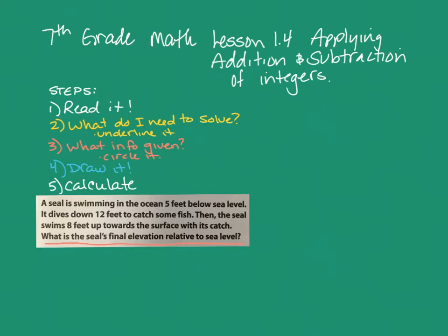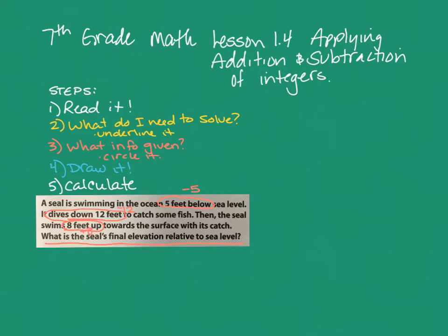What information is given? I'm going to circle that. It starts 5 feet below zero. And I can even put in notes above it, 5 feet below sea level, below zero is -5, is where it starts. Then it dives down 12 feet. Is dives down going to be a positive or negative? Yeah, that's going to be a negative. You're right. So -12 to catch some fish. And then the seal swims 8 feet up toward the surface with its catch. Is that going to be a positive or a negative? You're right. That's a positive.